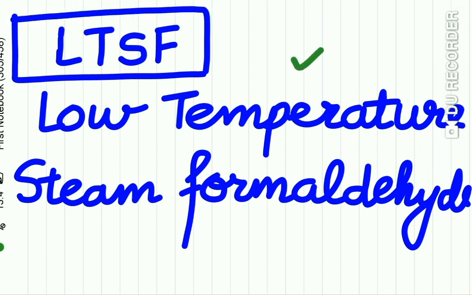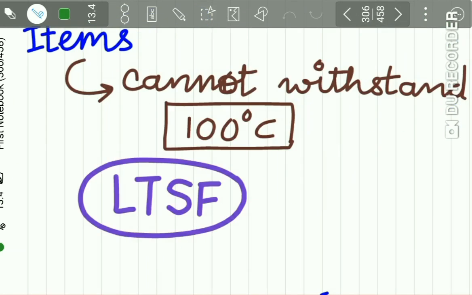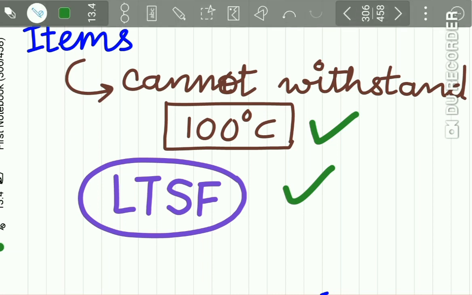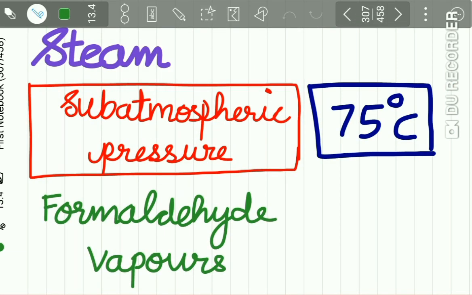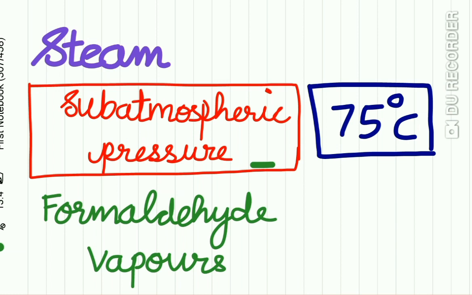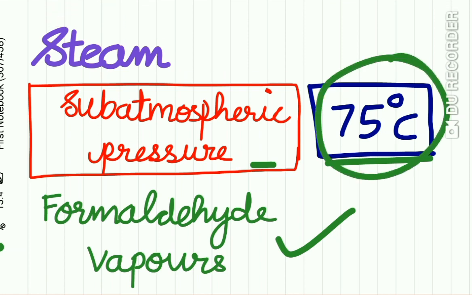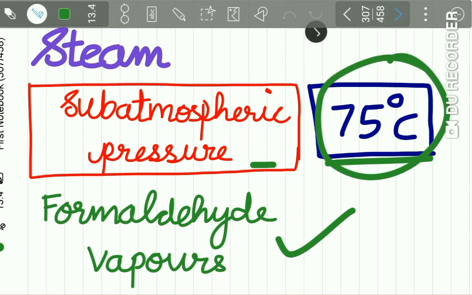Another method of sterilization at a temperature less than 100 degrees Celsius is the LTSF, or the low temperature steam formaldehyde. Items which cannot withstand a temperature of 100 degrees Celsius may be sterilized by a method called low temperature steam formaldehyde sterilization. In this method, steam at subatmospheric pressure at a temperature of 75 degrees Celsius with formaldehyde vapors is used. So remember this, subatmospheric pressure at a temperature of 75 degrees Celsius where formaldehyde vapors are used.